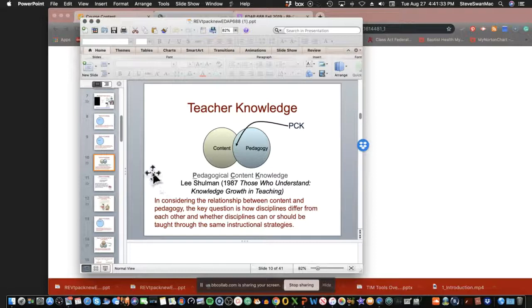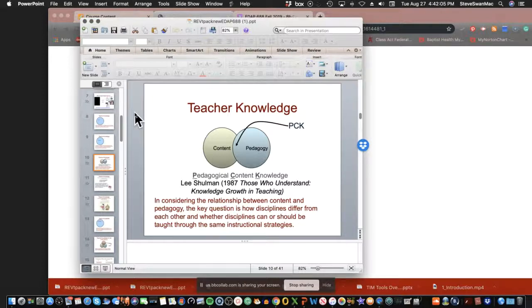His ideas were very straightforward. When we think about teacher knowledge, not only do we think about what teachers know, in other words, what do they know about teaching calculus, but what are their pedagogies for teaching that calculus? Are they varied? Do teachers employ different pedagogies to help students understand the content through various lenses?